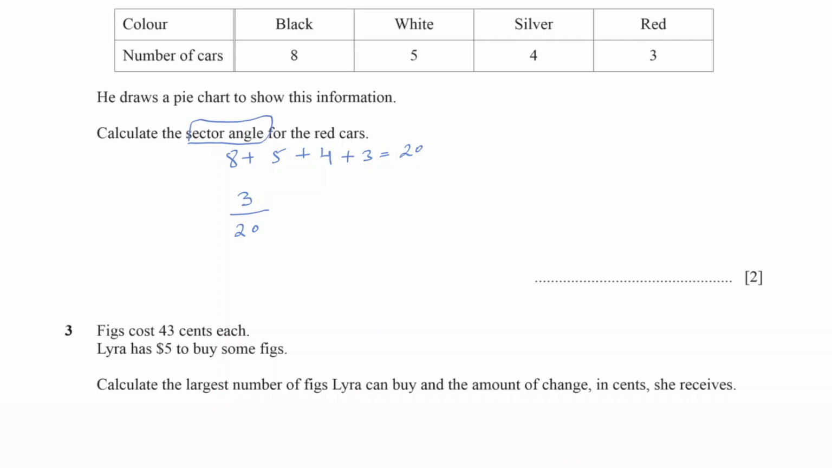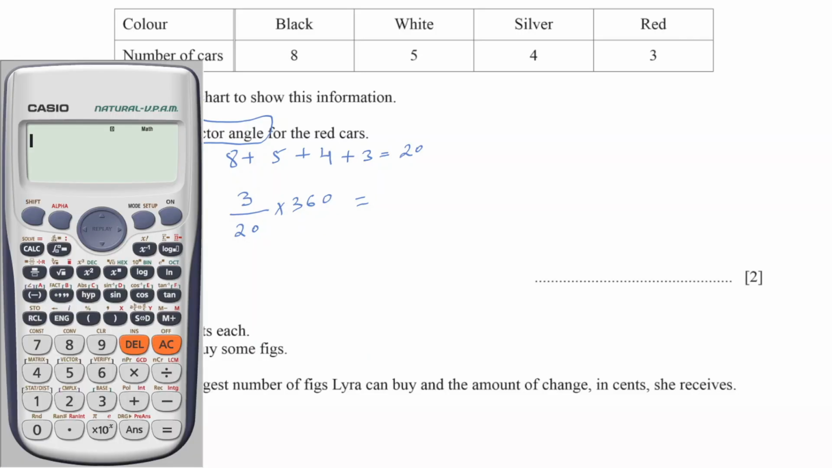So 3 cars out of 20 are red, but we have to draw it as a sector angle. In a pie chart, we can say that the total angle is 360, so I have to multiply it with 360. 3 cars out of 20 times 360 will give me the answer. So let's use our calculator now. 3 divided by 20 times 360 gives you 54. So in the pie chart, we have to draw 54 degrees for the red car.